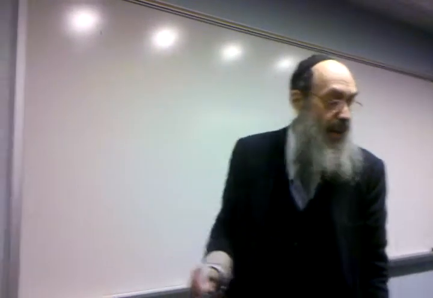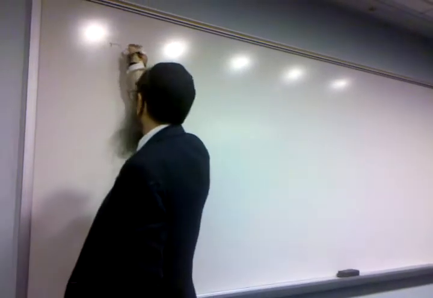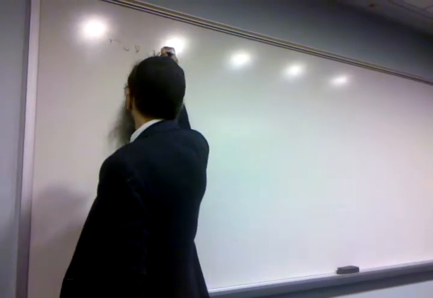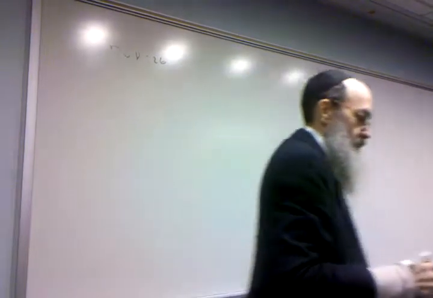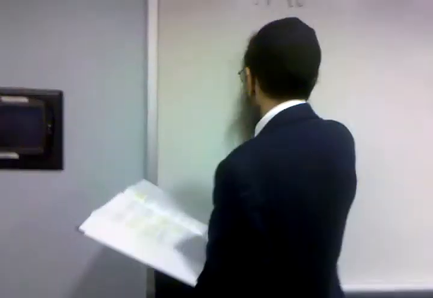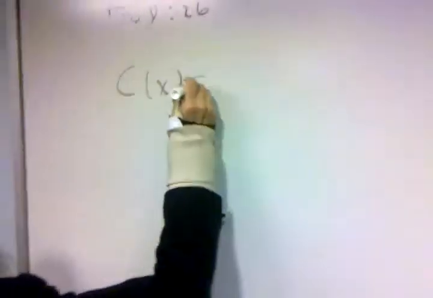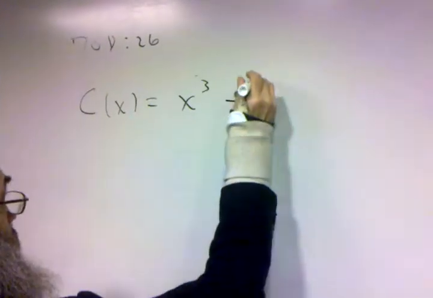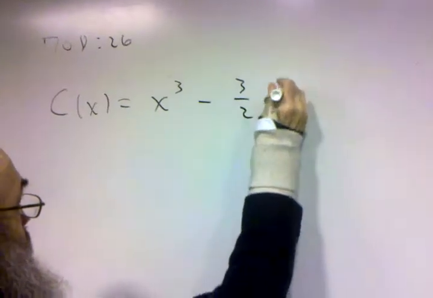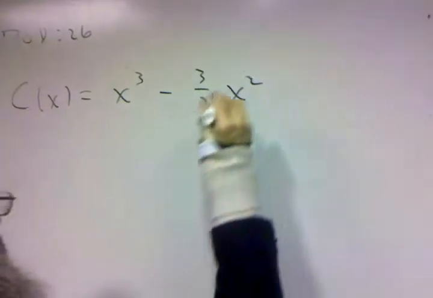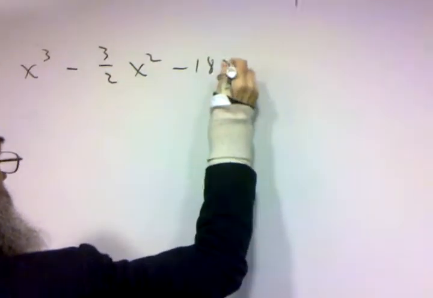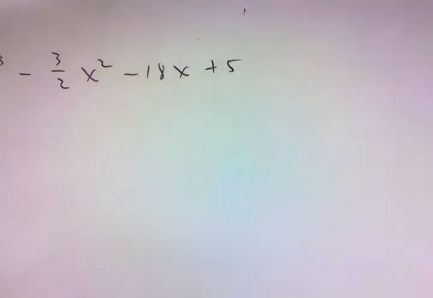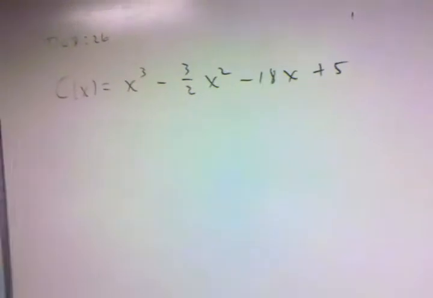We're going to do page 708, problem 26. The problem says as follows. We have a function c of x equals x cubed minus 3x squared minus 18x plus 5. It's always important to copy the problem accurately.